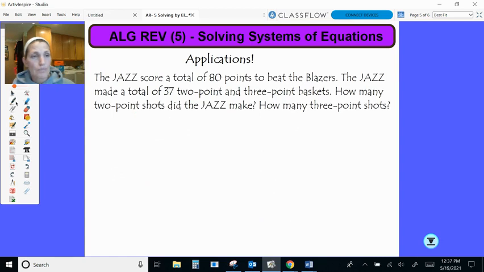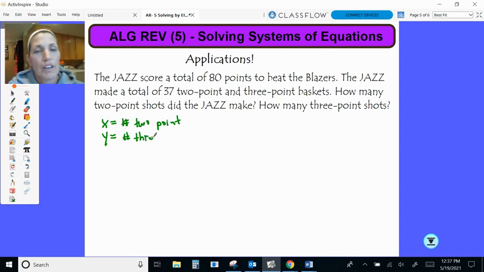So let's try this one here. Okay, we have the Jazz scored a total of 80 points to beat the Blazers. The Jazz made a total of 37 2-point and 3-point baskets. So first of all, I'm going to go ahead and define X is going to be my 2-pointers. I guess my number of 2-pointers. Okay, and then my Y is going to be my number of 3-pointers.